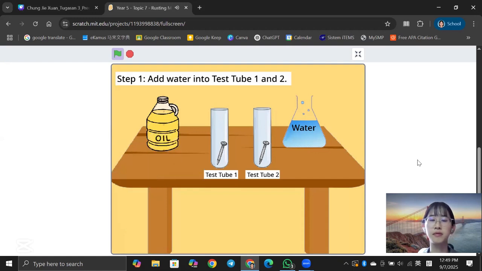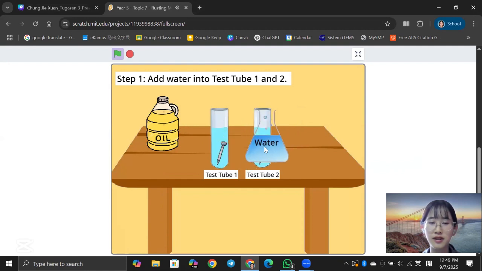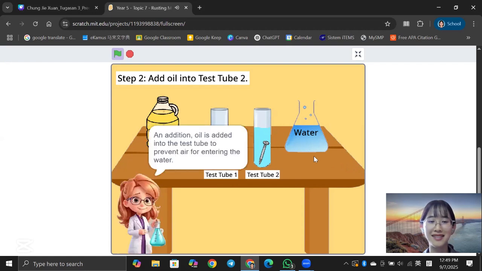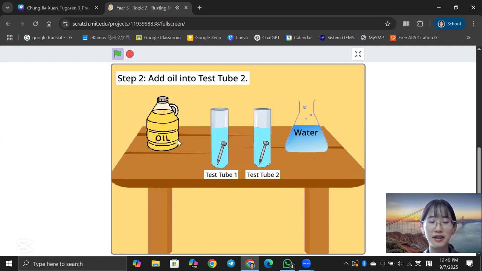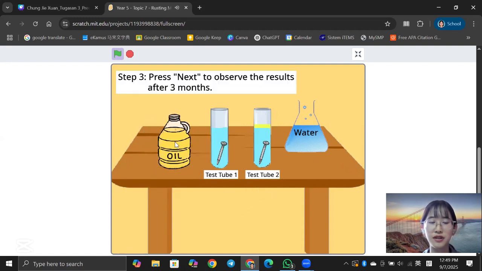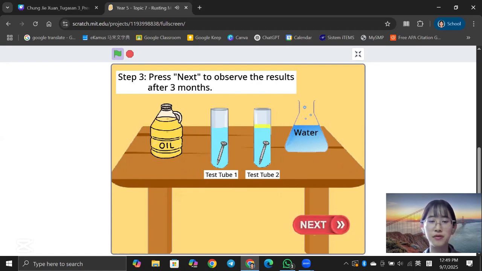Step 1. Add water into test tubes 1 and 2. So let us add water. Step 2. Add oil into test tube 2. The oil is added into the test tube to prevent air from entering the water. Step 3. Press next to observe the results after 3 months.